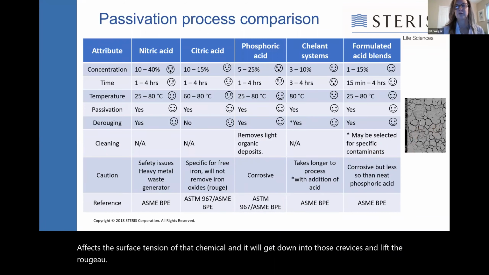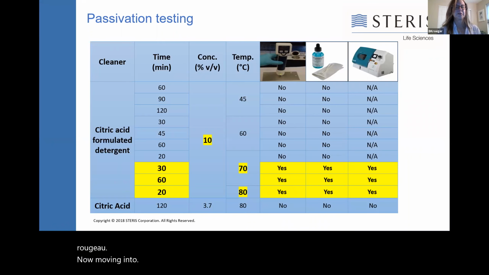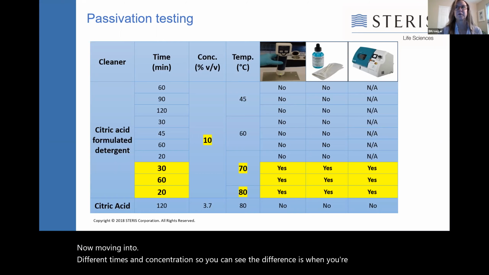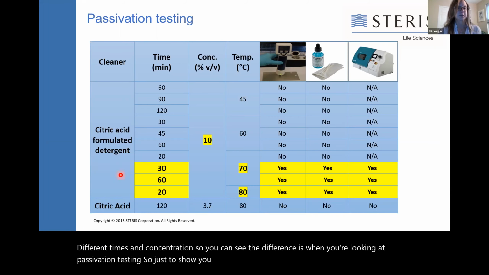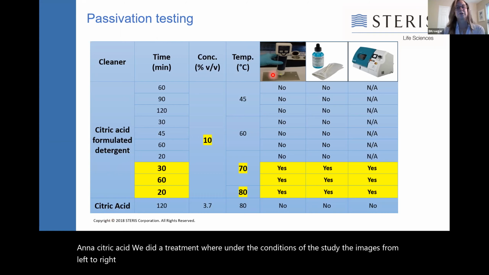Now moving into different times and concentrations so you can see the differences. When you're looking at passivation testing, just to show you the difference between a citric acid formulated detergent and a citric acid, we did a treatment where, under the conditions of the study, the images from left to right are a handheld device. So this is your electrochemical pen.